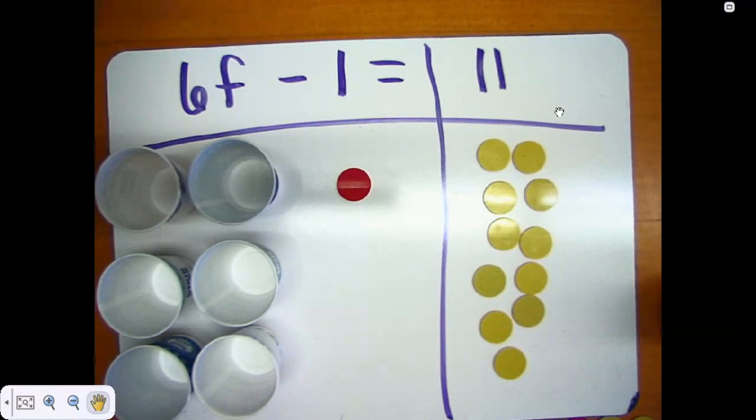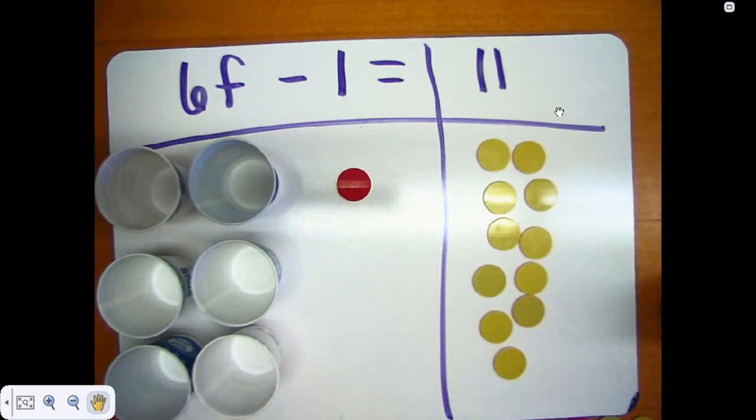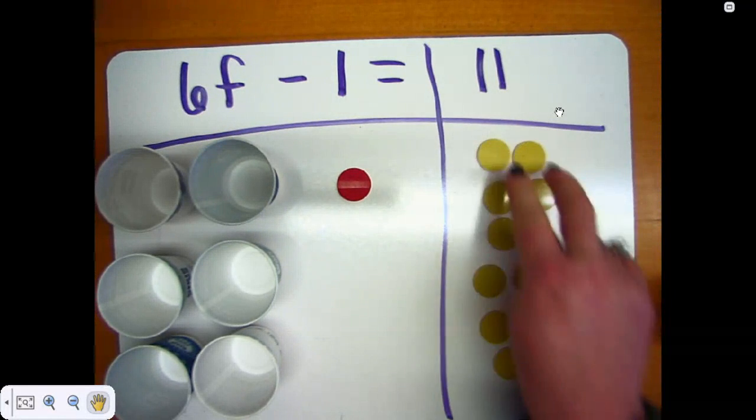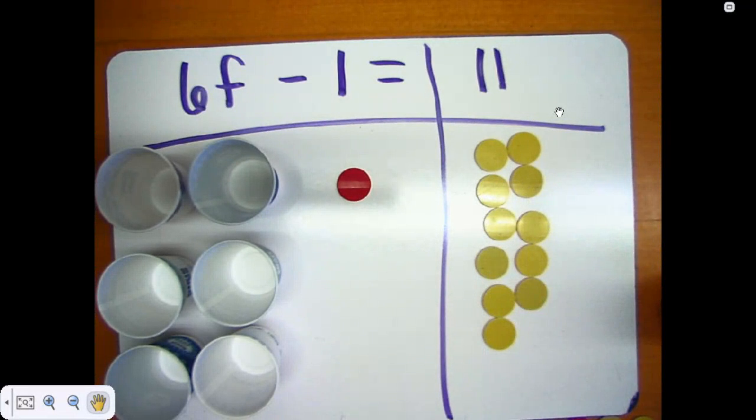So first I need to check my model. 6F: 1, 2, 3, 4, 5, 6. I do have 6 cups. Do I have a negative 1? I do. And do I have a positive 11? 2, 4, 6, 8, 10, 11. I do have a positive 11. So I am ready to move on.